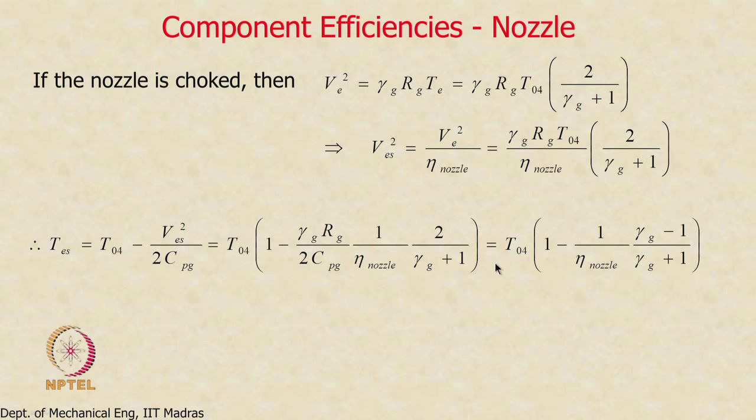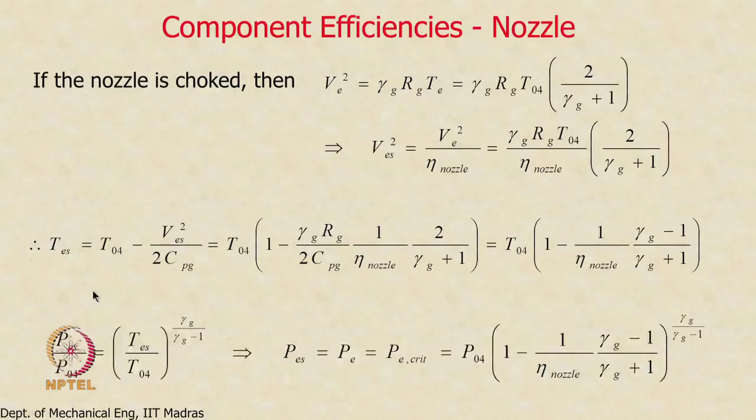So, what I am going to do is do the same as what I did in the previous case, relate PES and P04 and TES and T04 using an isentropic relationship, right. So, that is what this does, PES over P04 is equal to TES over T04 raised to the appropriate power, right. So, in this relationship I know TES, I know T04, I know P04, so I can evaluate my PES. And remember, state point ES and state point E lie on the same isobar. So, PES equal to PE, which in this case is also equal to the critical pressure. So, this is what the relationship looks like.